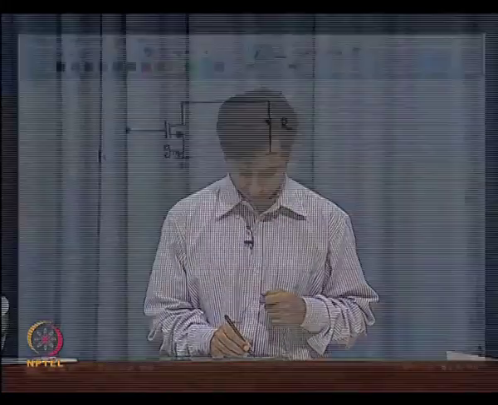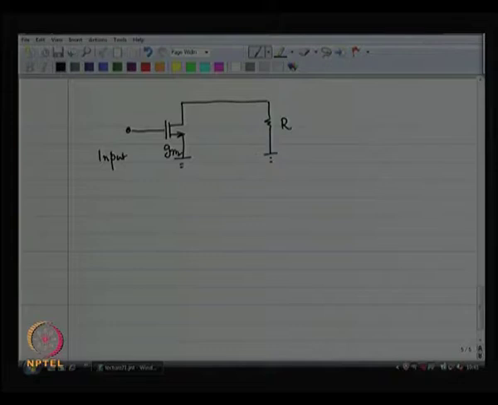So, suppose this is your system. What is the input referred noise of this? This is my input. Do I need to worry where the output is? It should not matter where the output is. The input referred noise is going to be the same. Fine, this is my output.